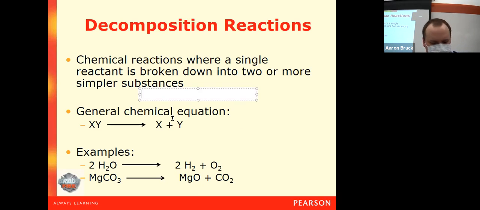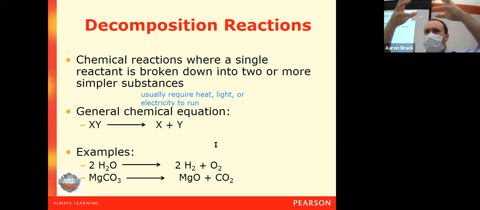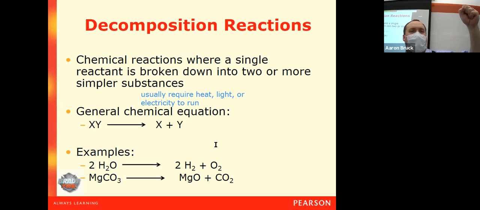These kinds of reactions usually require heat, light, or electricity to actually occur. Very few of these reactions actually happen on their own. Breaking bonds always requires energy. And for a decomposition reaction, that is essentially what you have to do. You've got this one uniform reactant, and you've got to break its bonds apart to get it to separate. That is going to require energy of some sort or form.